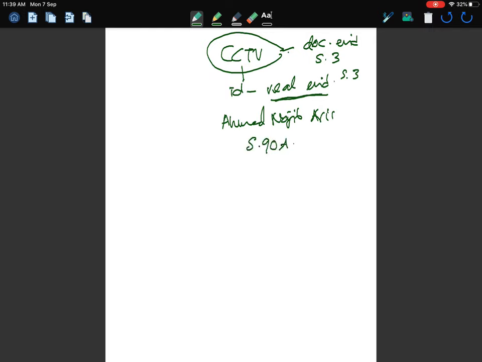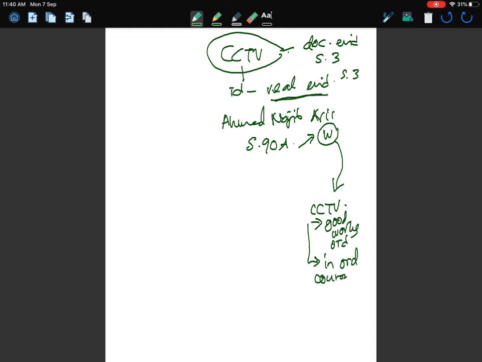And when you tender CCTV identification, according to the case of Ahmad Najib Aris, right? Bear in mind, this case has gone up until the federal court. You have to comply with Section 90A. Now, Section 90A, if you recall, is either you produce a witness who can testify that the CCTV is in good working order and running in the ordinary course of business. So CCTV must be in good working order.